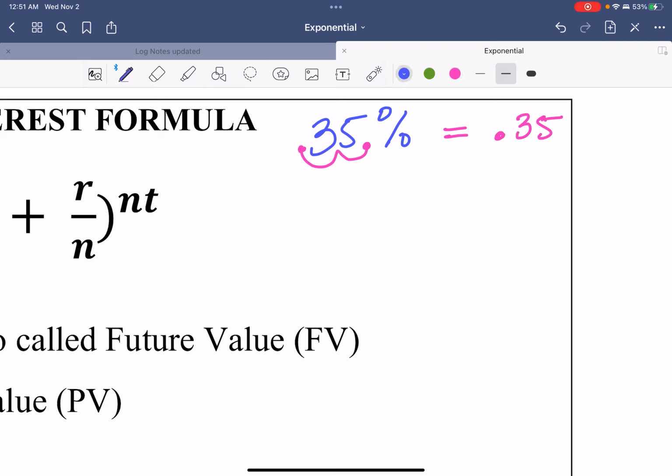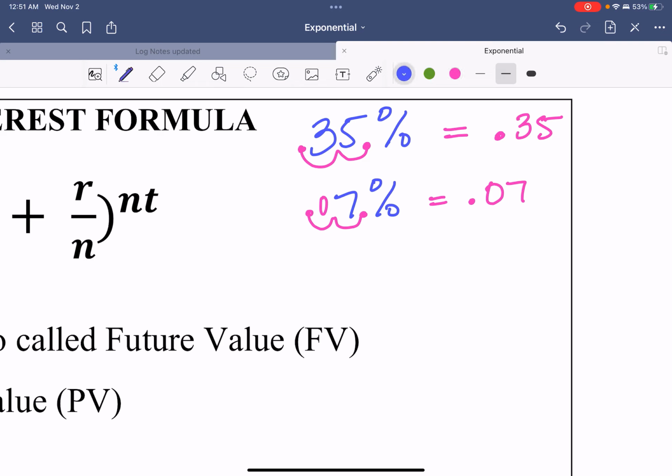Okay, let's do another one. If they say 7%, you always put the decimal on the back, and so you're going to move it over 2 decimal places. Now, if there's a little space missing, you're going to fill it in with a 0. So 7% is the same thing as 0.07.